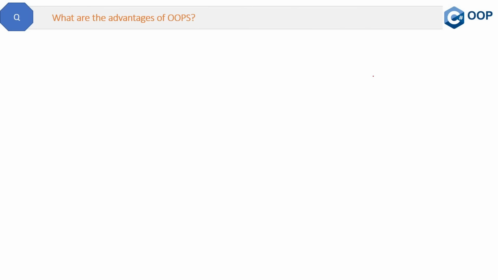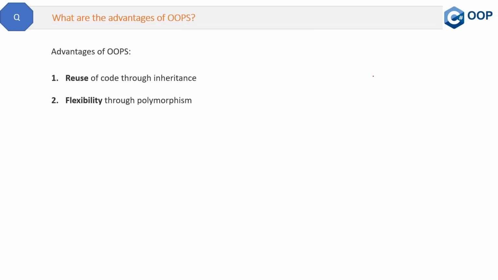What are the advantages of OOPS? When we say what are the advantages of OOPS, that means what are the advantages of concepts, encapsulation, inheritance, polymorphism, abstraction, etc. So let's see them. First is reuse of code through inheritance. I think you knew it, that reuse of code is a very important thing and it's an advantage.